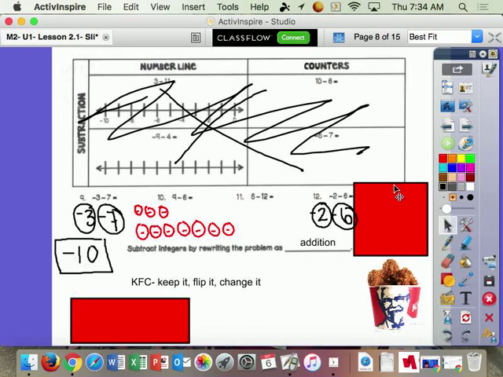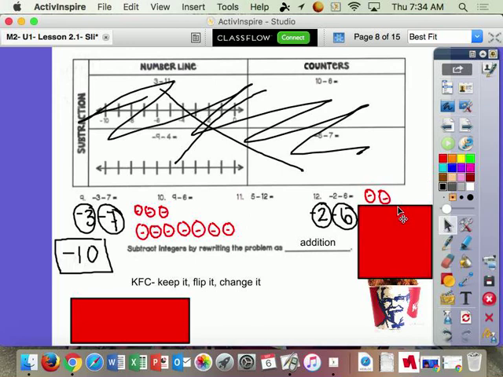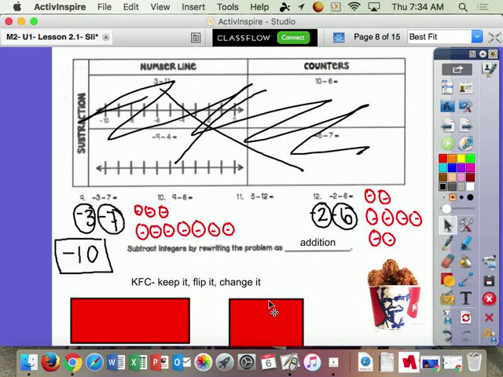Welcome back. You should add 2 red and 6 more red. Altogether, that makes 1, 2, 3, 4, 5, 6, 7, 8 red. So my answer is -8.